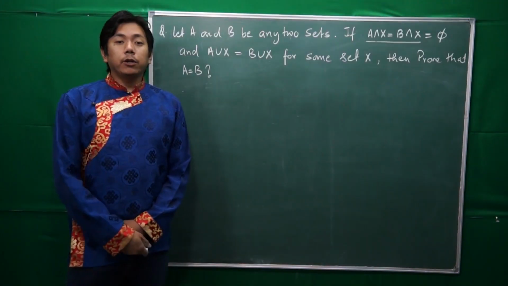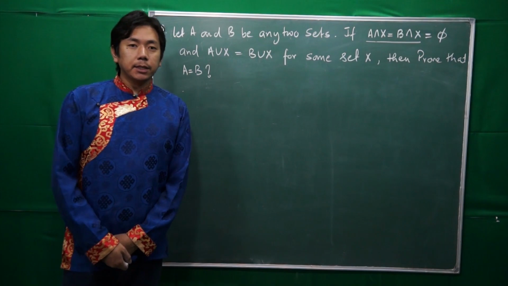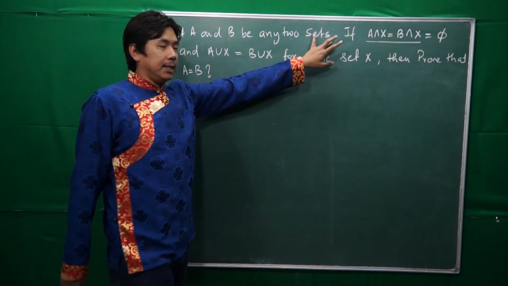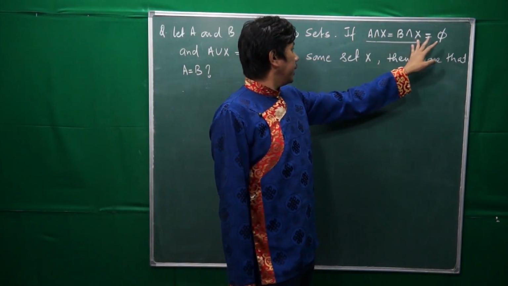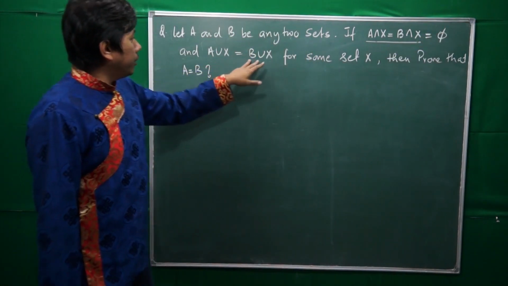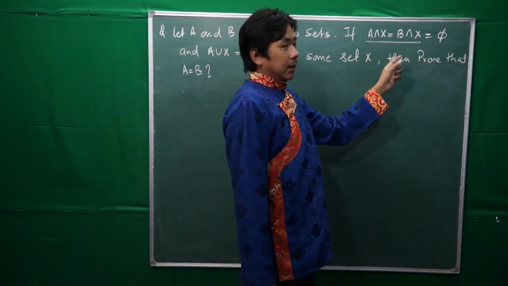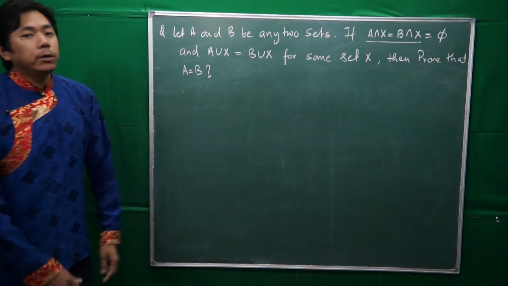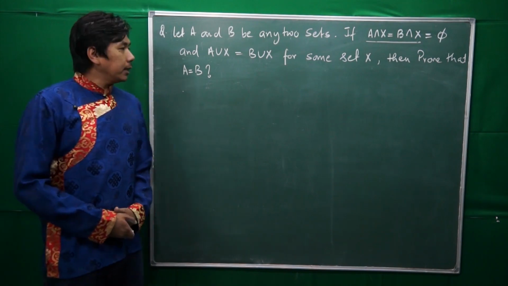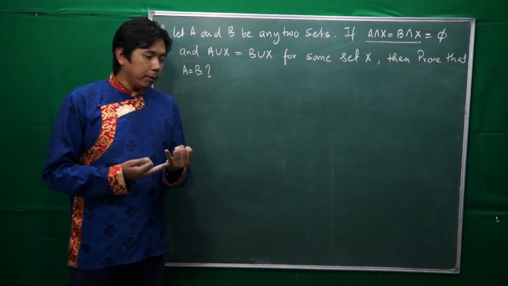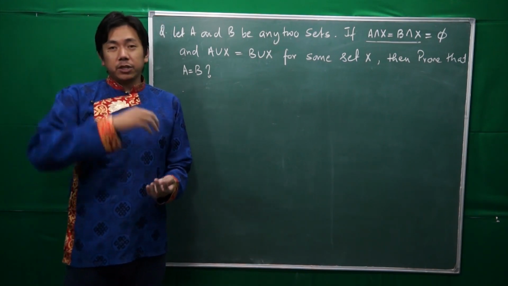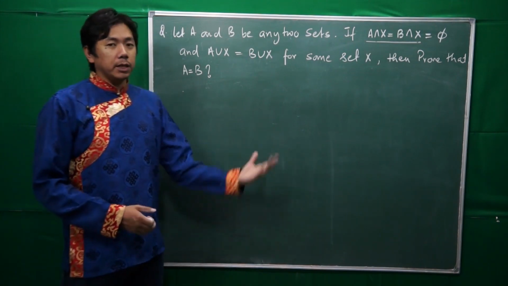Okay, next we are going to solve a question based on the algebra of sets. The question goes like this: let A and B be any two sets, and if A intersection X equals B intersection X is equal to a null set phi, and A union X equals B union X for some set X, then you have to prove that set A is equal to set B. In this question we are going to use certain properties we just studied, like idempotent, identity, and then associative, commutative, and distributive as well. So these properties are going to be used in this question.